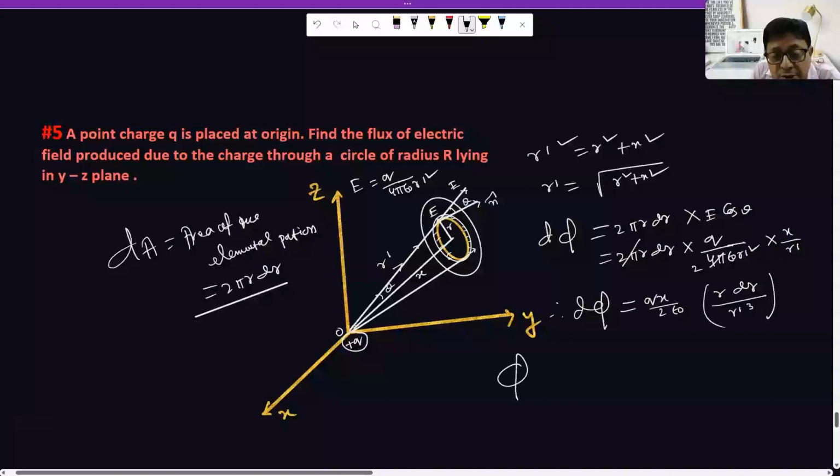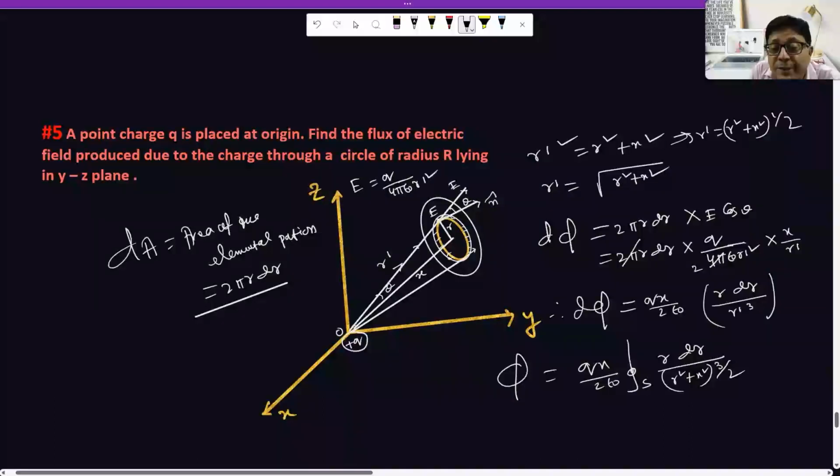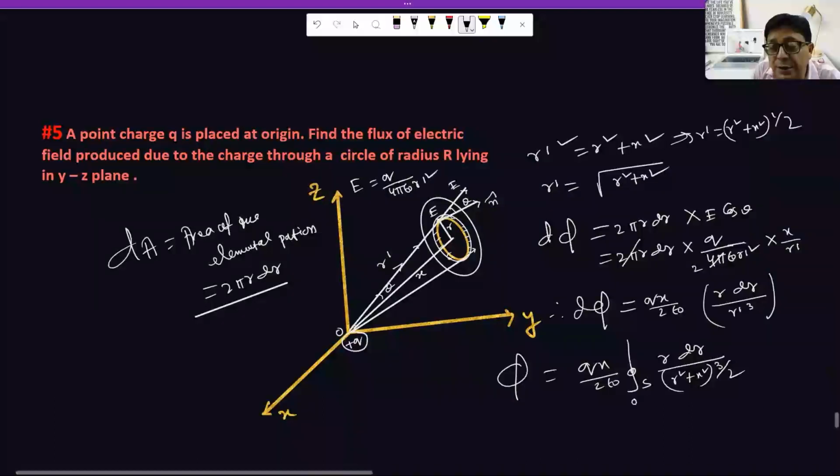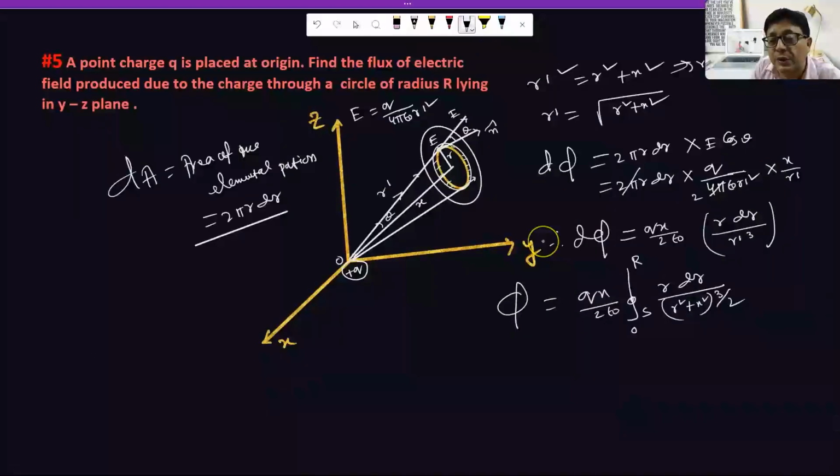So net flux through the surface will be integration over the whole surface of r dr by r dashed cube. What is r dashed here? r square plus x square to the power half. So there it will be r square plus x square to the power 3 by 2. Clear? And this r is variable. At the center value of r is 0. At the extremity it will be r. Clear? So it is an integration problem now.